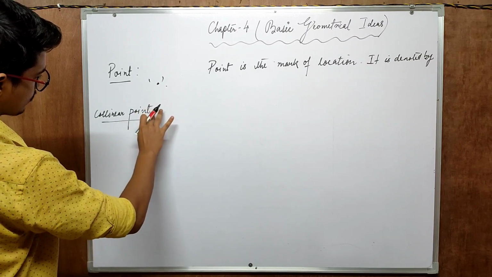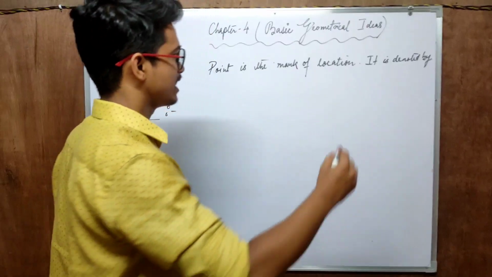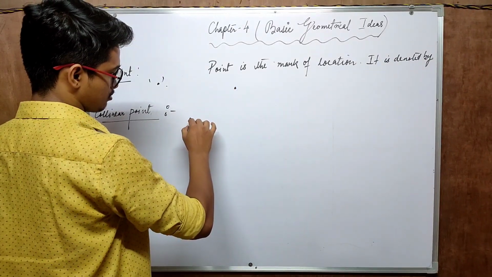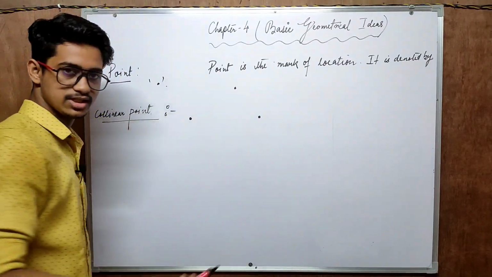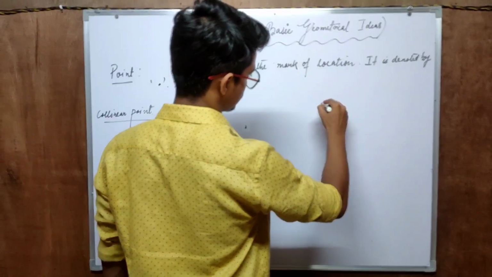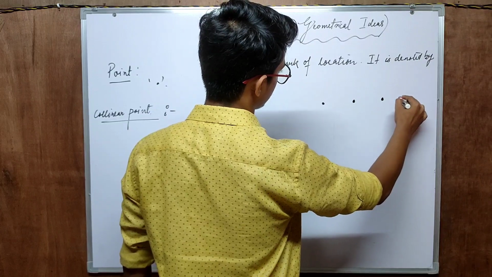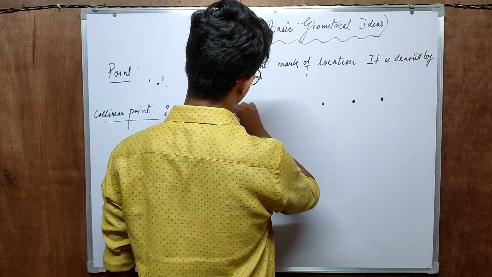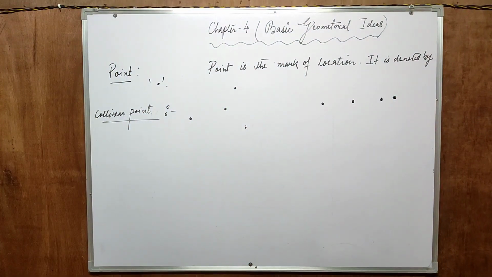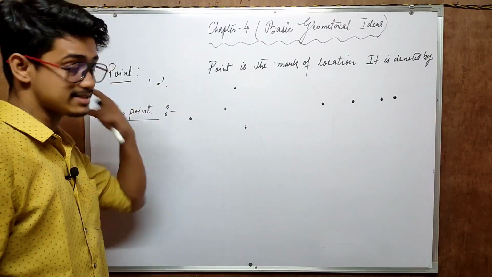What does collinear point mean? Collinear point means, let's say, if I'm giving you two examples, this one and this one. Is there any difference that you find out in these two particular examples? Yes, there is a certain difference.